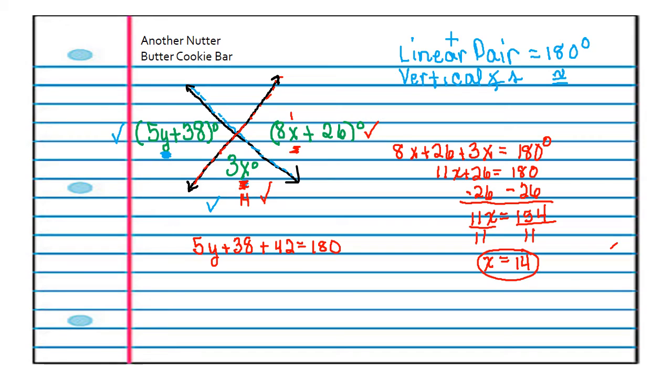Or we can put the 14 in the 8x plus the 26. Okay, so this would be the linear pair way. So I'll write linear pair. And this would be the vertical way, that we would have the 5y plus the 38 would equal the 8, take the x away and put a 14 in there, plus the 26.